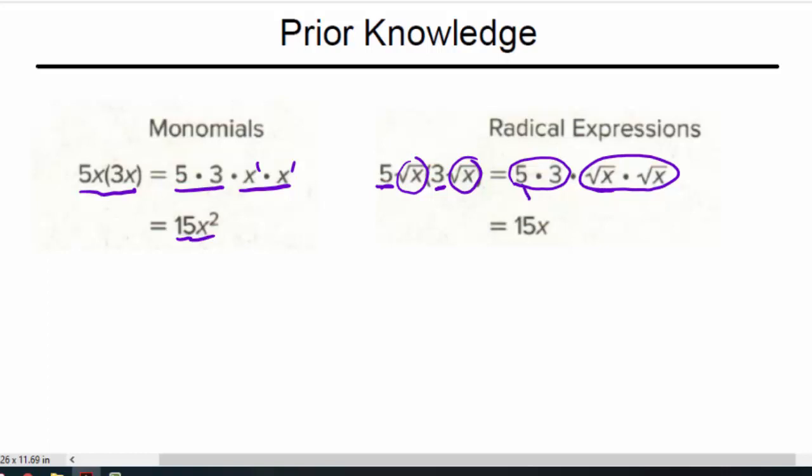When we multiply 5 and 3, we obviously get 15. What happens when we multiply square root of x times the square root of x? Well, what happens is we get square root of x raised to the second power. And remember, a power of 2 is going to undo a radical just like a radical undoes a power of 2. So the only thing that comes out of it is an x, so we end up with just 15x.